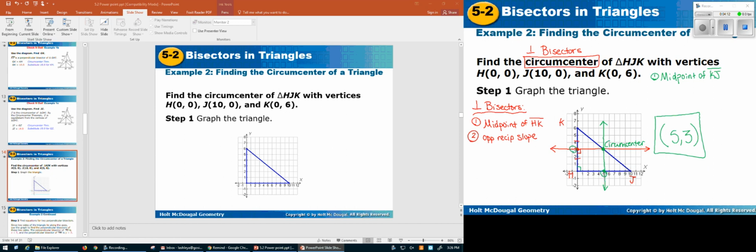So the midpoint of KJ, we would just use our midpoint formula using the coordinates of K and the coordinates of J. So the midpoint would be equal to 10 plus 0 divided by 2.